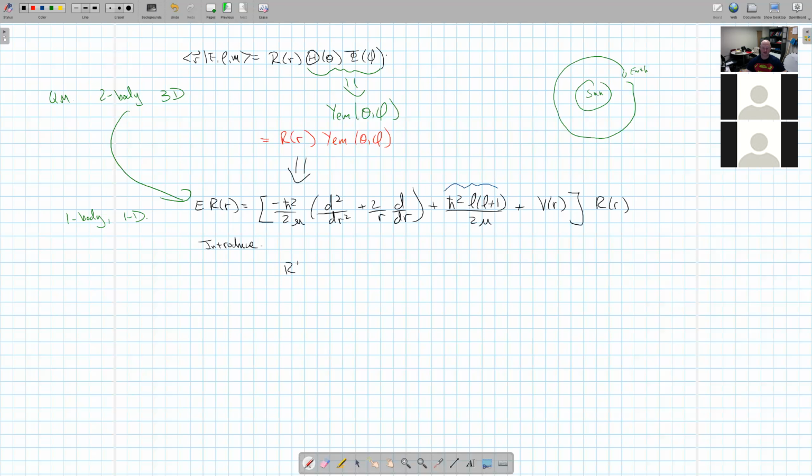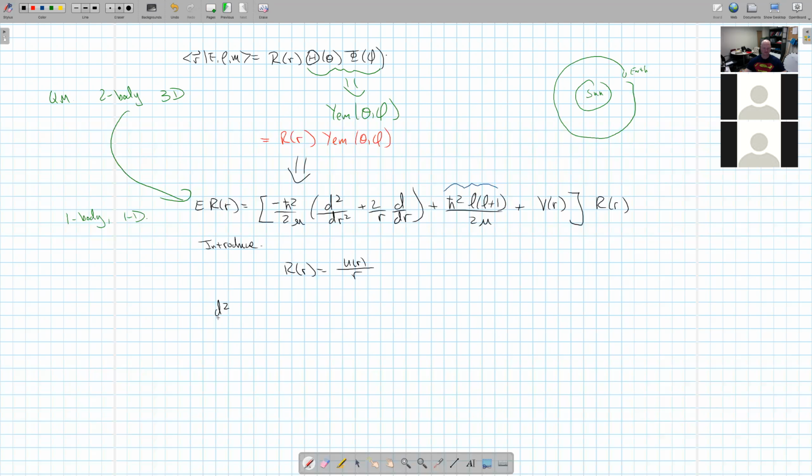So here I'm going to write R of r is equal to u of r divided by r. So I'm introducing this new quantity u, which is related to R this way. So what happens then? Let's look at this derivative term here and see how this actually simplifies our life.